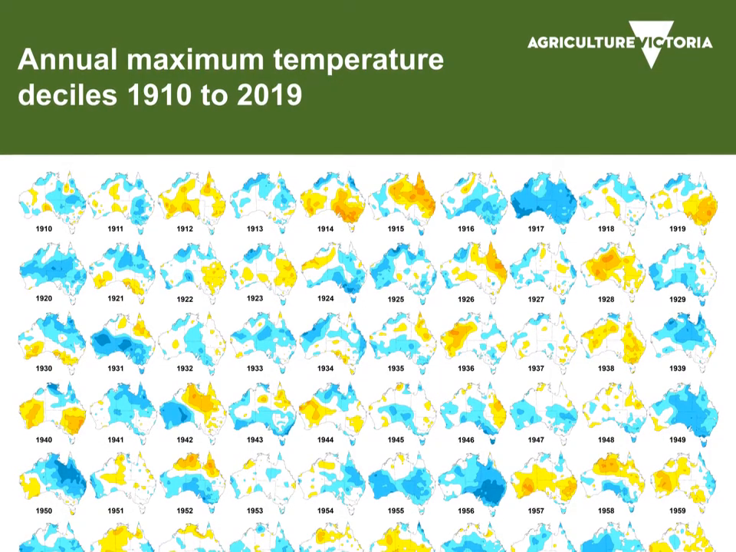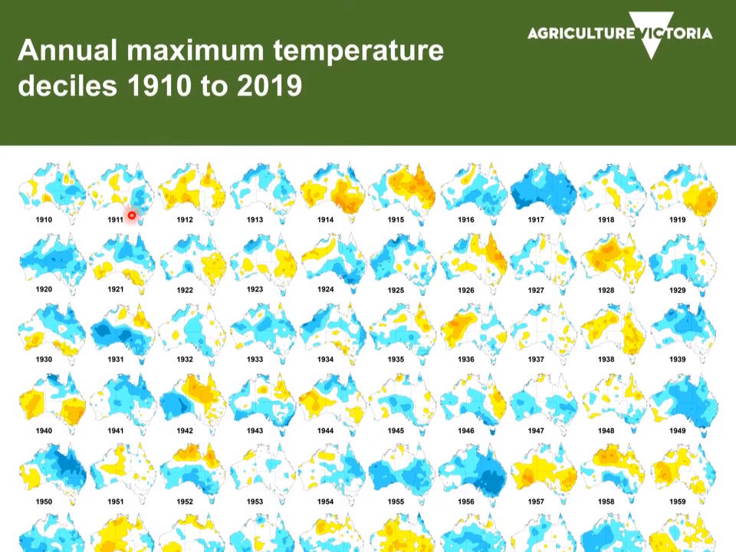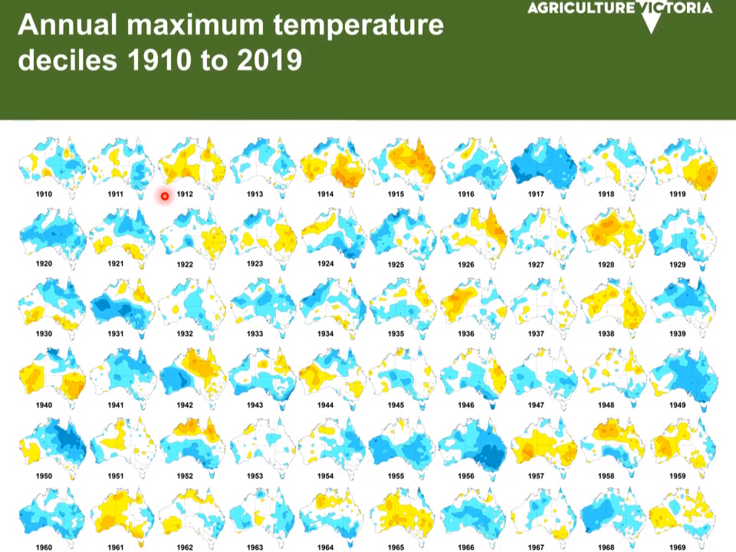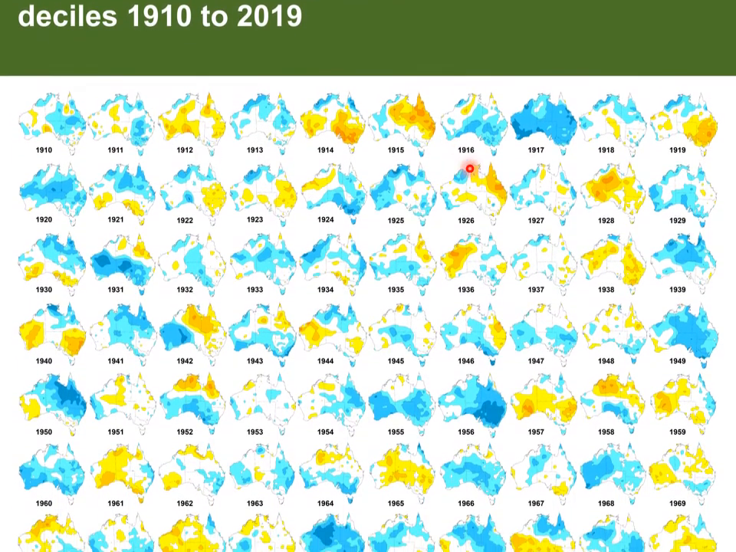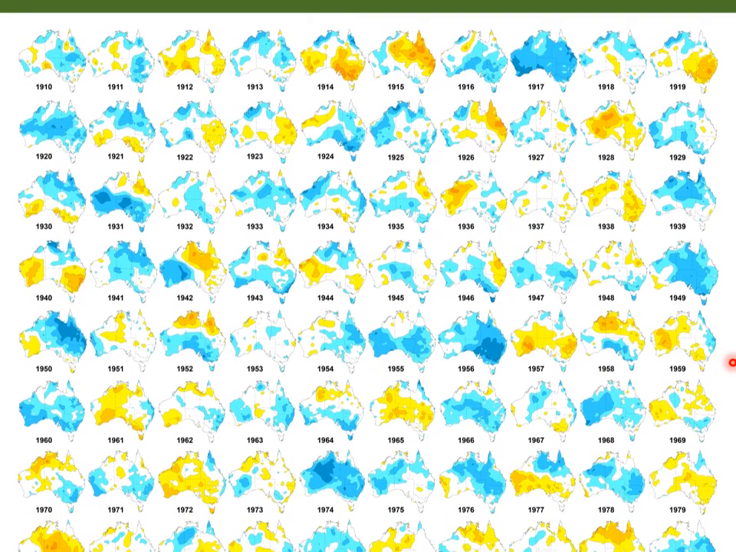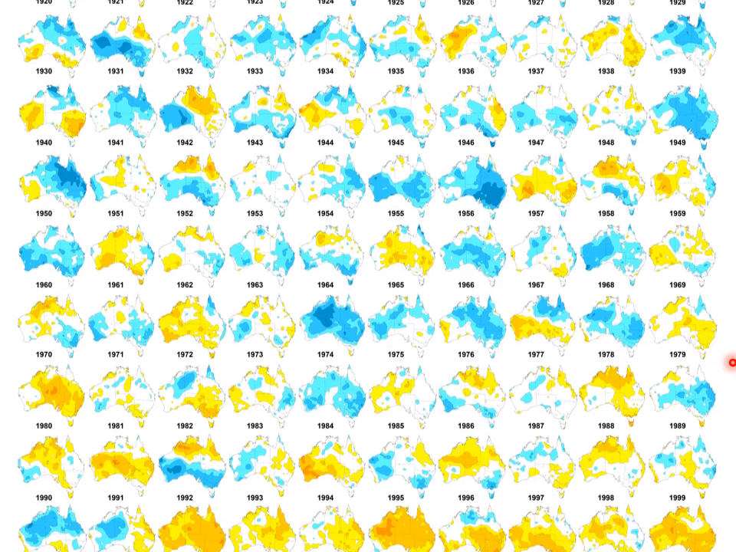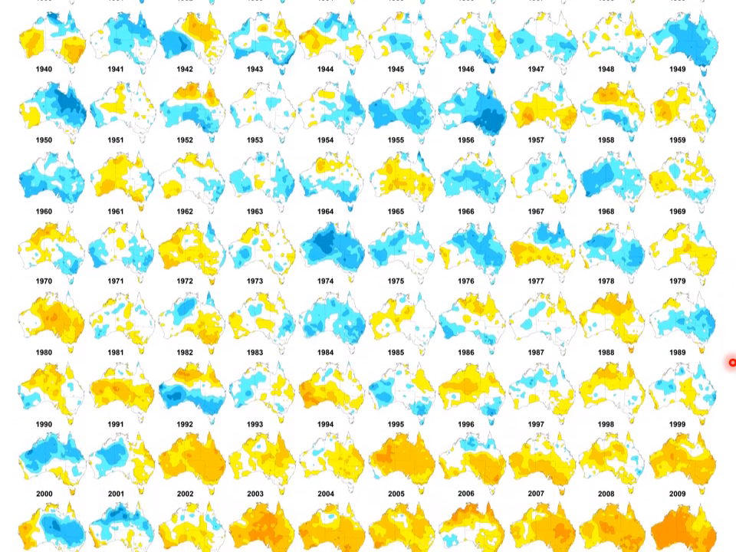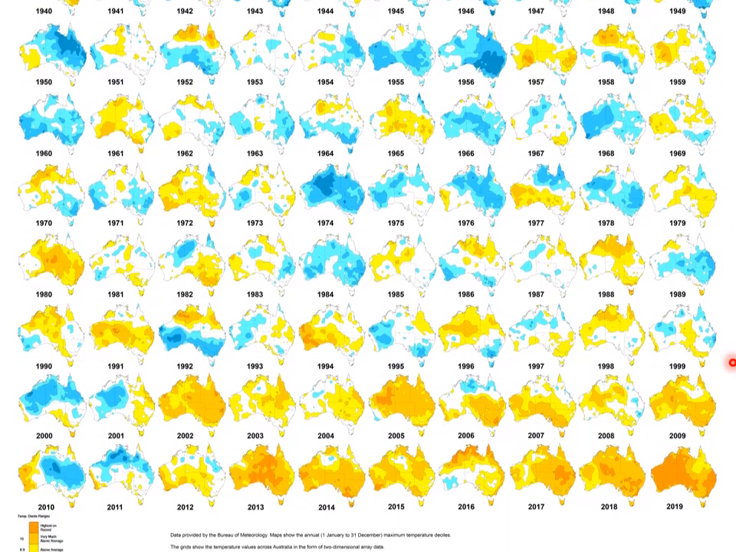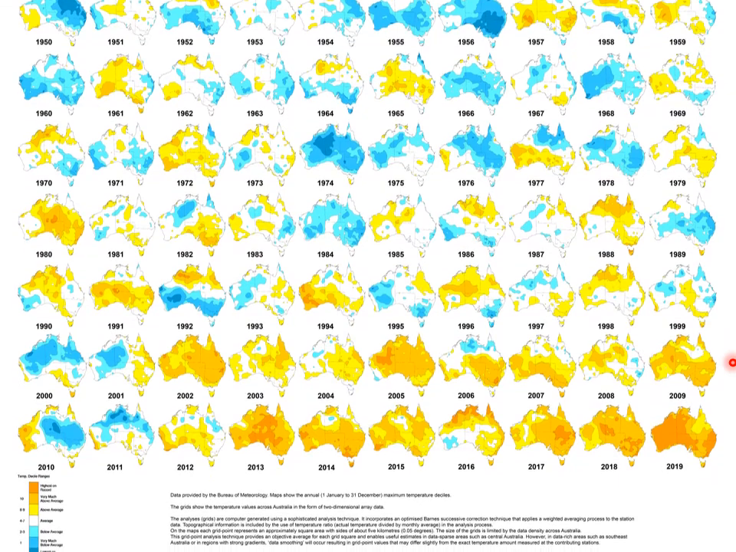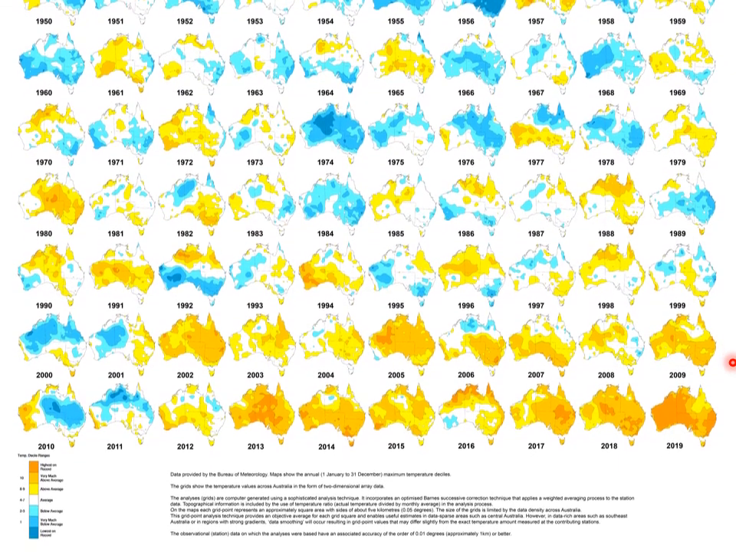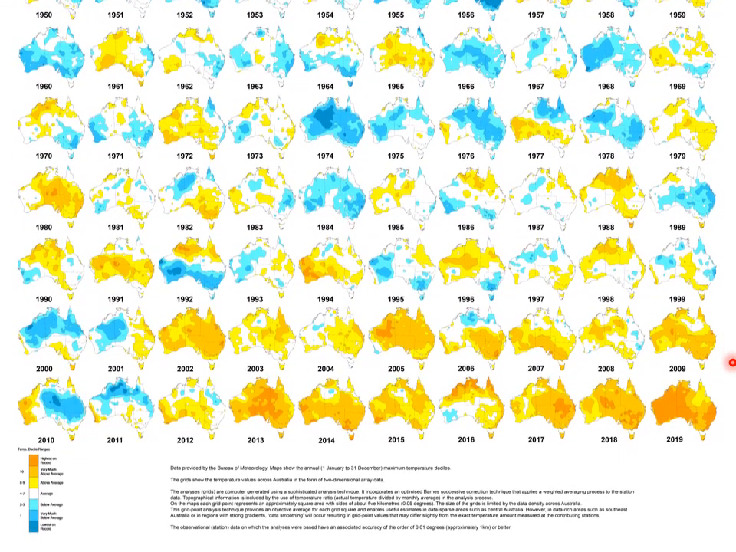So this is temperature maps for the last 100 years. The blue is cooler than average years. The yellow and orange is warmer than average years. And you can see that we've had a lot of variability in our past. But I guess one thing that is being measured is an increasing warming trend. So while we've got rainfall variability that will continue, a key signature is this sort of warming trend that's happening.